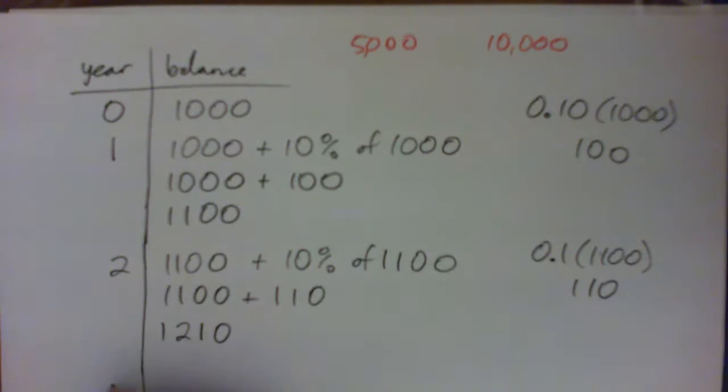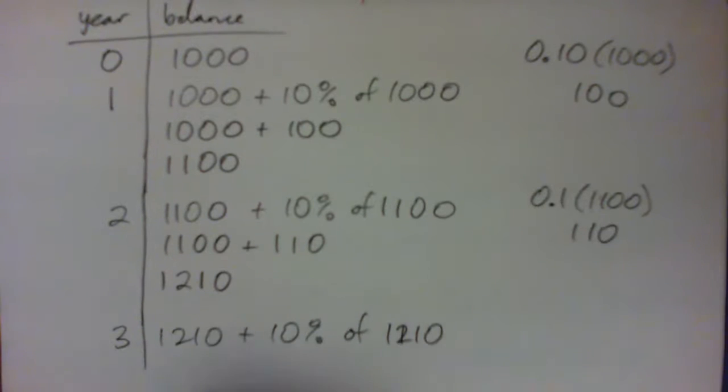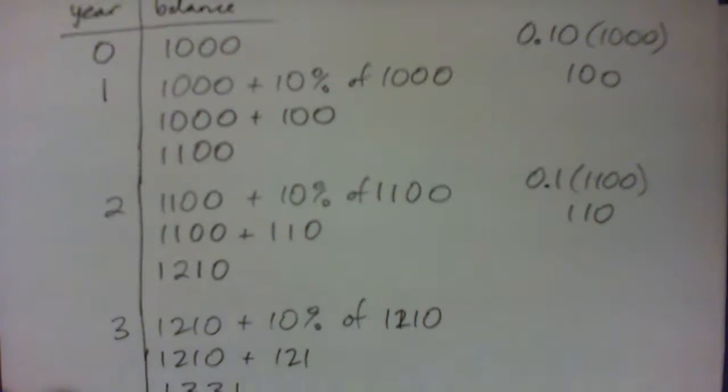And so it keeps going on like that. After 3 years, we've got our 1,210 plus 10% of 1,210, which is 121. I'm sure you guys are getting the picture. So you get 1,210 plus 121, and that makes, let's see, 1,331. Okay? So what's happening is we're asking, is this linear?